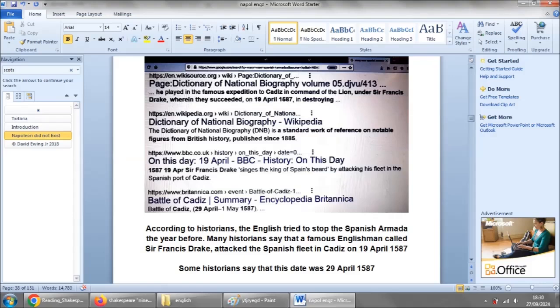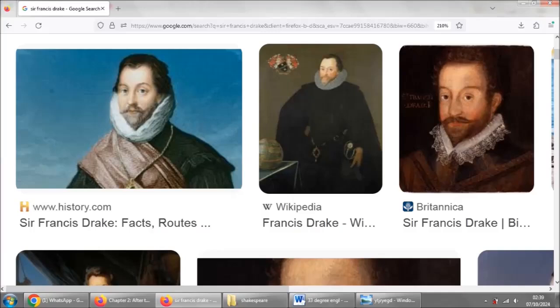According to historians, the English tried to stop the Spanish Armada the year before. Many historians say that a famous Englishman called Sir Francis Drake attacked the Spanish fleet in Cadiz on 19th April 1587. Some historians say that this date was 29th of April 1587. So we are being told this history. They're giving us these famous names, Sir Francis Drake, showing us paintings and everything, showing us, hey, they were real people, they all existed. So he attacked the Spanish Armada one year before.